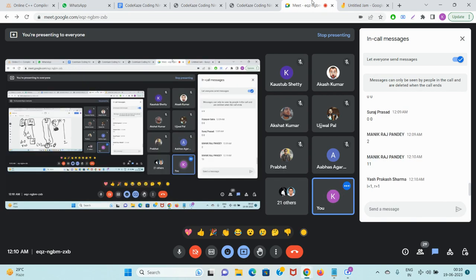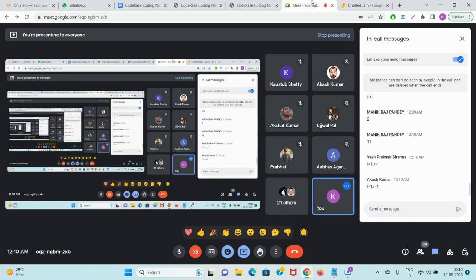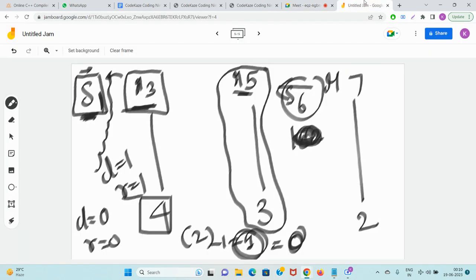Correct Manik, correct Yash. All will get successful, whoever is writing answer in the chat. Correct Akash, correct. Others also right, guys. L is 1, R is 1.